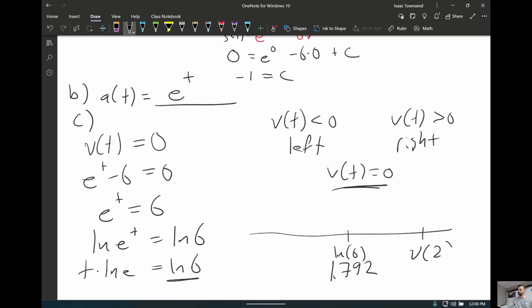So I could try velocity at 2, and e squared minus 6 is positive. That's about 1.4. So does that mean it's going to the right or to the left? To the right. And then it's probably going left here so that we have some interesting answer, but we could try 1. So e to the first minus 6 is about negative 3.3. All that I really care is that it's negative. When velocity is negative, it's going left.